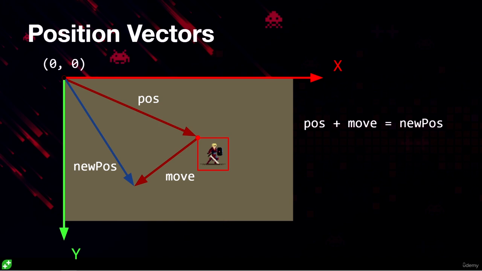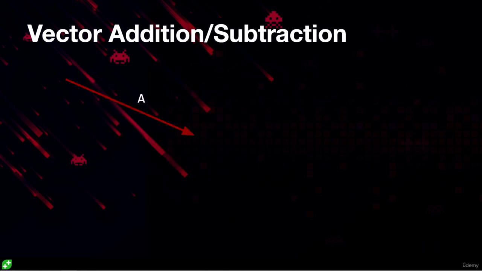Now, in order to add these two vectors, we would perform what's known as component-wise addition. The new vector's x would be equal to pos.x plus move.x, and y is calculated similarly. So if we add these two vectors together, the character's new position will be the sum of the two vectors. In general, if you have a vector A and a vector B, and you place B such that its tail is at the head of A like this, then A plus B is equal to the vector from the tail of A to the head of B.